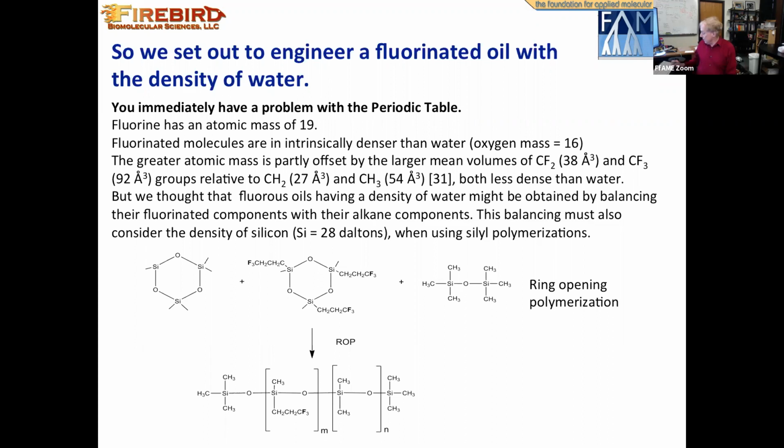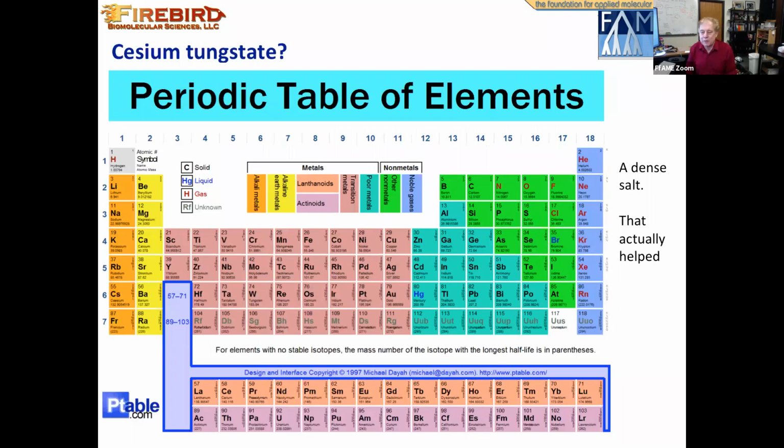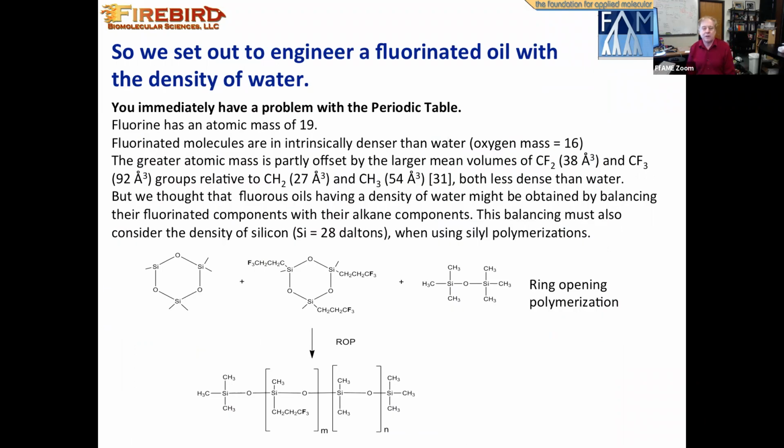Now, you immediately have a problem with the periodic table, right? For those of you who can find fluorine, you'll notice that it's up in the upper right-hand corner, just a little bit more dense than oxygen. And so it turns out that the intrinsic density of fluorinated molecules is higher than water. But of course, the greater atomic mass of fluorine is partially offset by the larger volume of CF2, and of course CF3. These are larger in volume than CH2 and CH3. And of course, both of those are less dense than water.